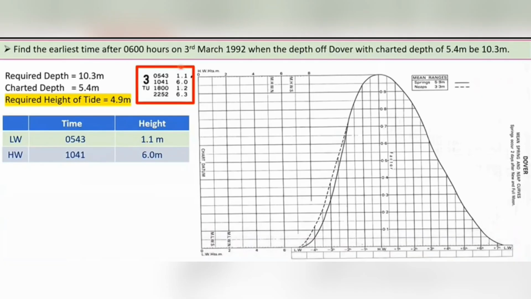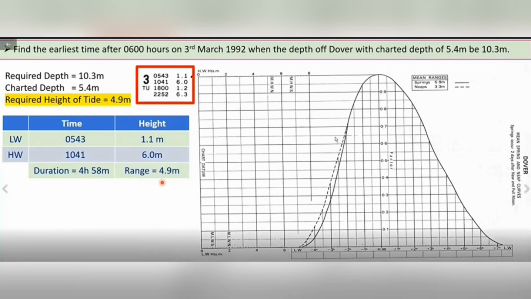We have high water at 10:41 with height being 6 meters. Quickly, please get the duration of the tide. I'm sure you'll agree the duration is 4 hours 58 minutes. Likewise, please do get the range of tide. Range of tide is 4.9 meters.